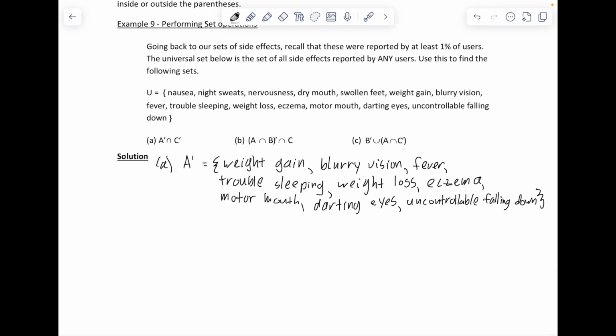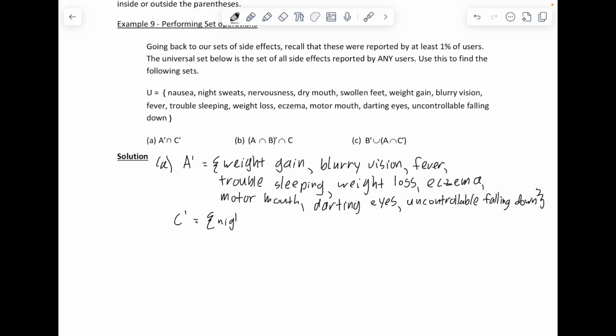We'll just do the first one here, and then I'll leave the other ones for you to work on your own, because it's good practice. C prime here is everything that's in U but not in C. So you can look at C up above and then compare it to U to figure this out.